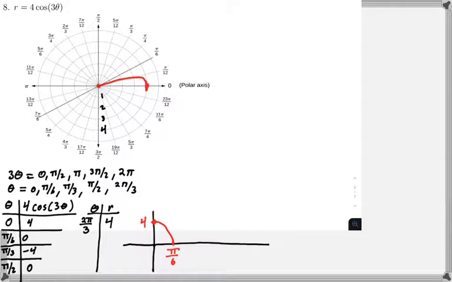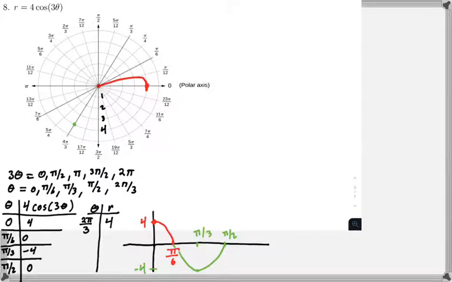Okay, and now we're going to continue our graph. So at pi over 3, we're now at negative 4. And then at pi over 2, we're back to 0. So we can use the radial lines pi over 2 and pi over 6 to kind of help guide this. We achieve a maximum, well actually it's a minimum, at pi over 3. And we're going to go the opposite direction of pi over 3. So we should be on 4 pi over 3, and we're going to go 4 units along 4 pi over 3.